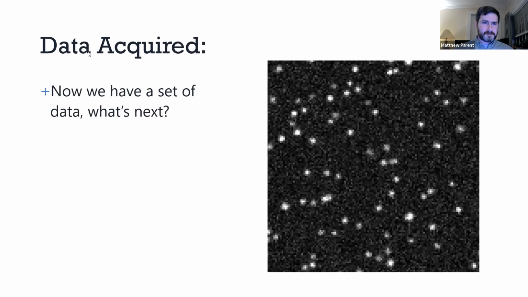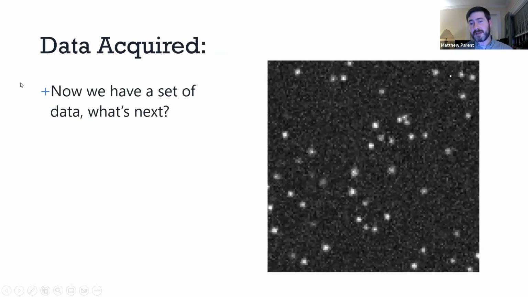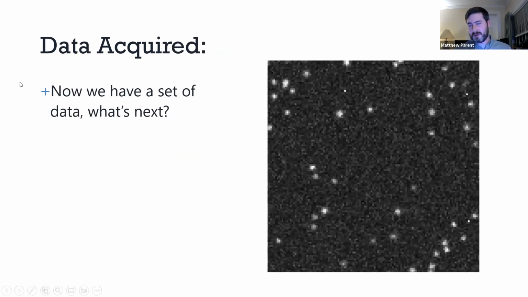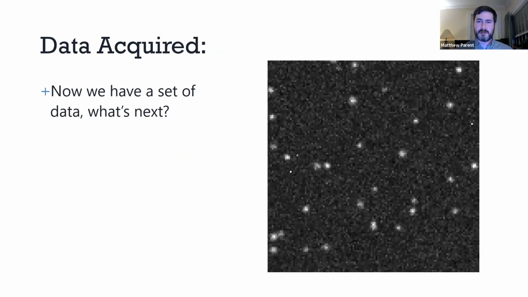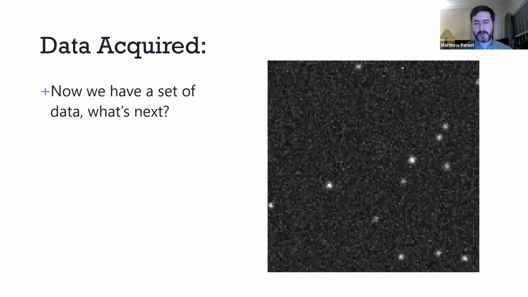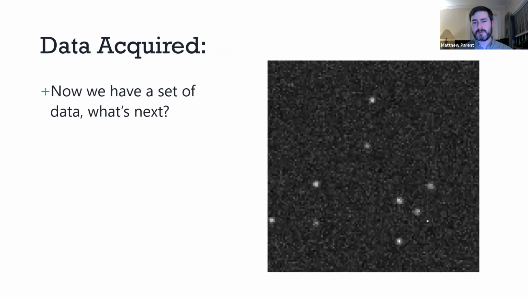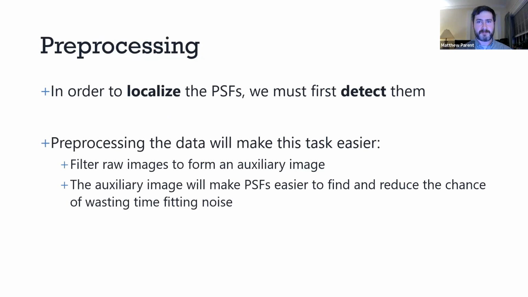So let's say that we have our data. We have some nice looking frames like this. Hopefully it looks something like this. It probably won't, and again, I'll show you some real data later to see what that looks like. But in my simulated case, it's pretty nice. What do we have to do next in order to localize all of these molecules, tell them apart, and get some final reconstruction?